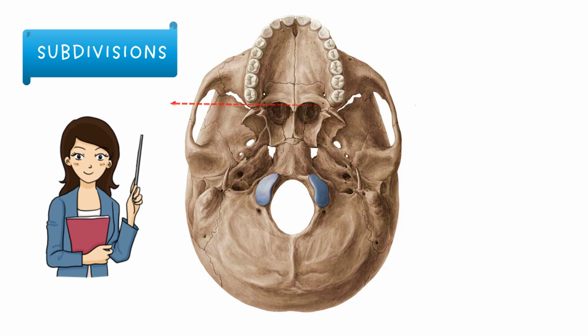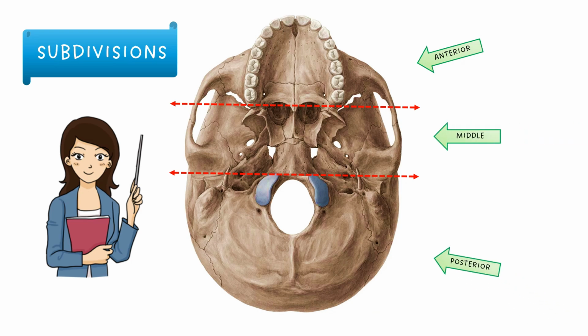The hard palate and the alveolar arch are included in the anterior part. An imaginary horizontal line passing through the anterior margin of foramen magnum separates the posterior part from the middle part of norma basalis.